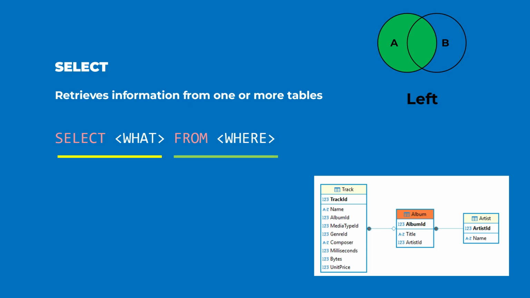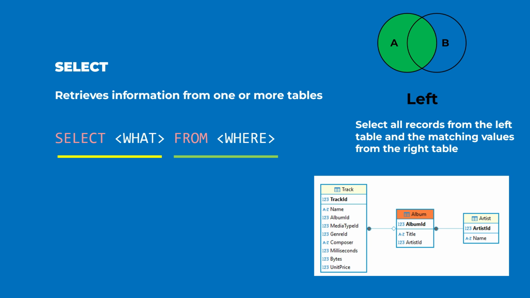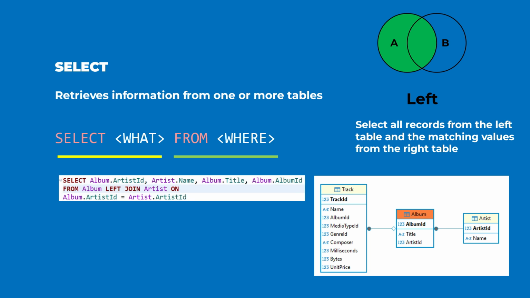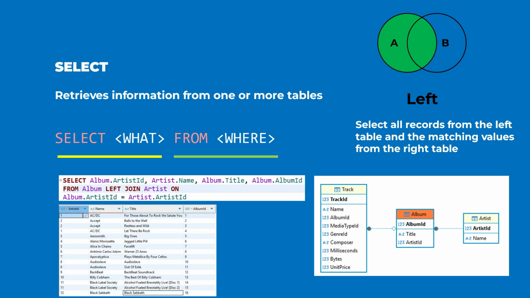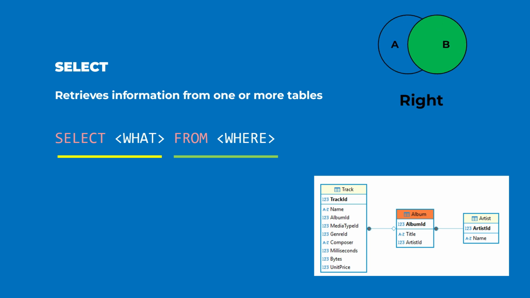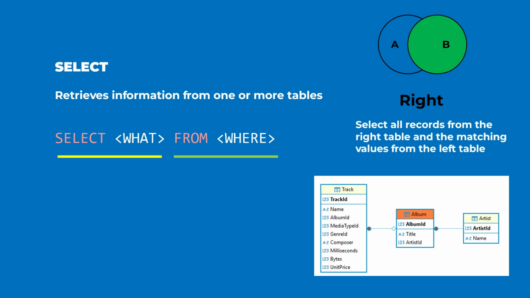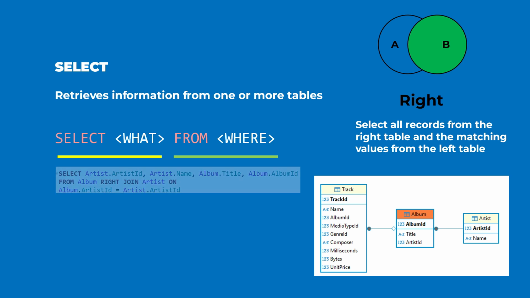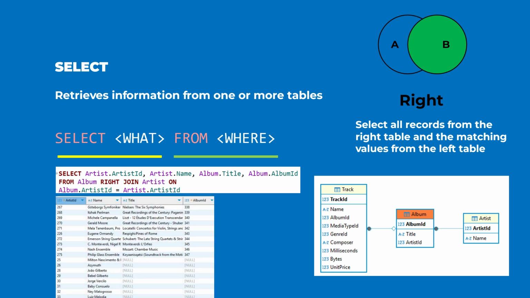The left join lets us select all records from the left table and the matching values from the right table. Here we can use the left join clause on the artist ID field from both tables. Now the right join is very similar to the left join. It lets us select all records from the right table and the matching values from the left table. Here we can use the right join clause on the artist ID field from both tables. Now we can see there were some artists in the artist table who had no albums in the album table, and for those we see null values.